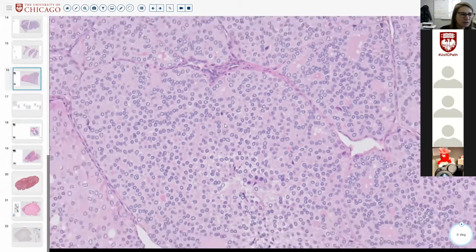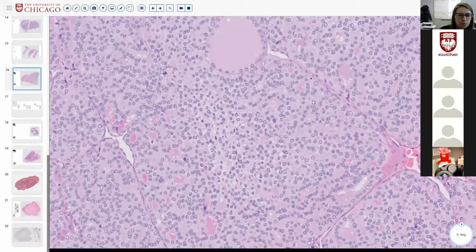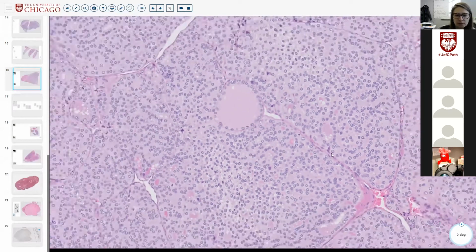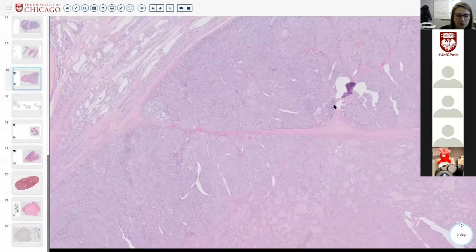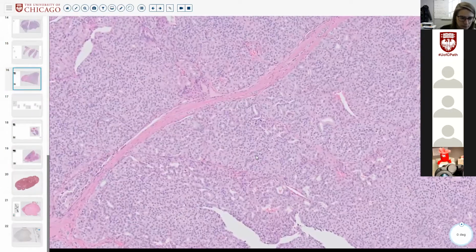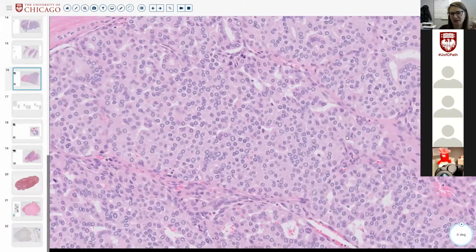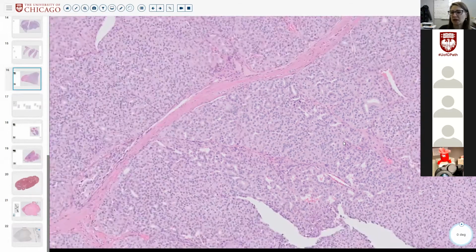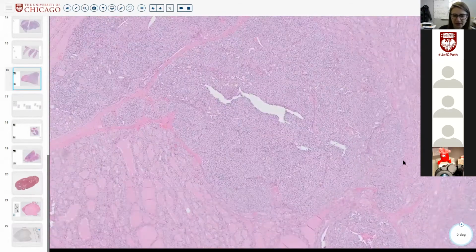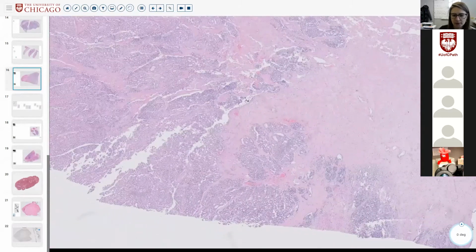We have maybe some wrinkled nuclei. I can't tell if those are mitoses. Maybe there's one. Okay. We have solid growth. We maybe have mitoses. The nuclei are generally pretty round and regular. Maybe there's a little bit of clearing here and there, but really nothing like well developed papillary nuclei. All right. And then where do I want to go? I want to go over here.